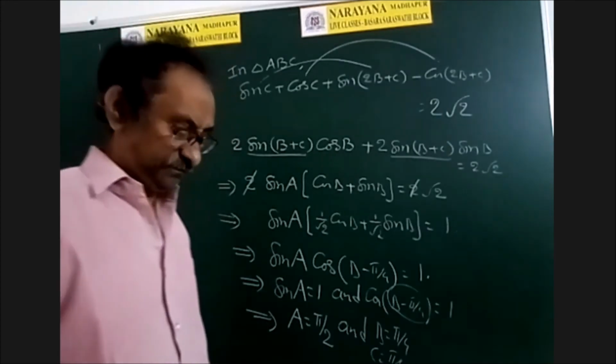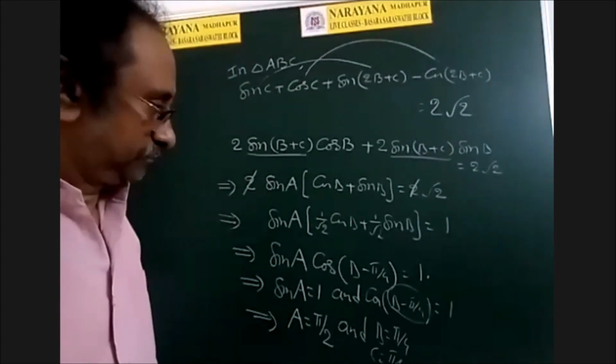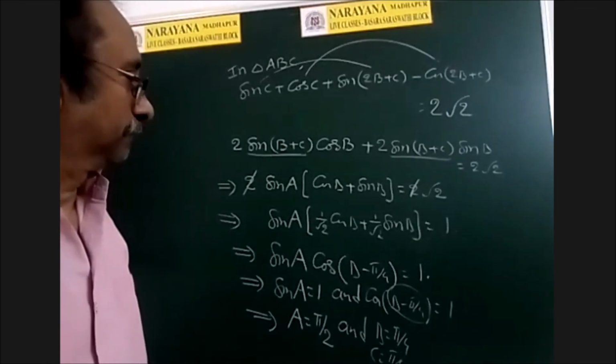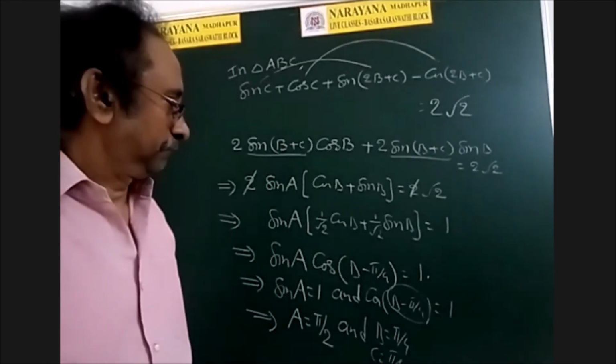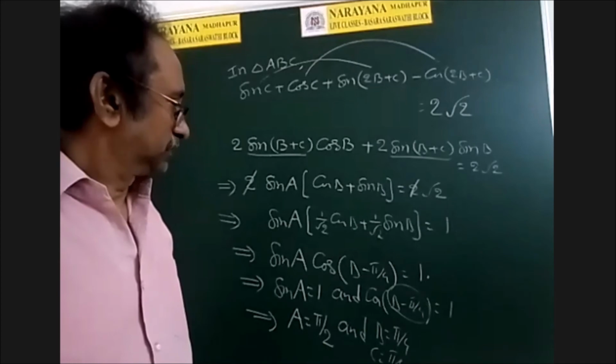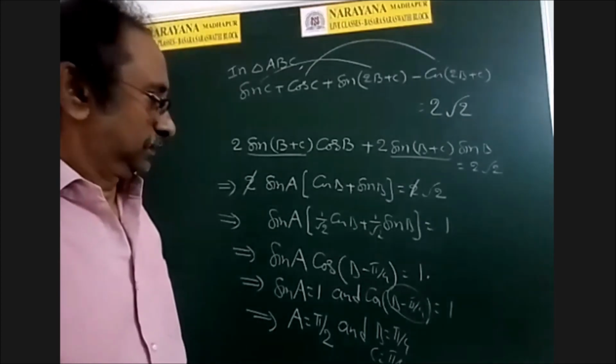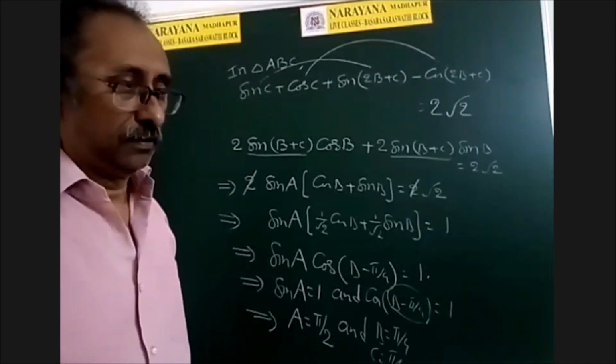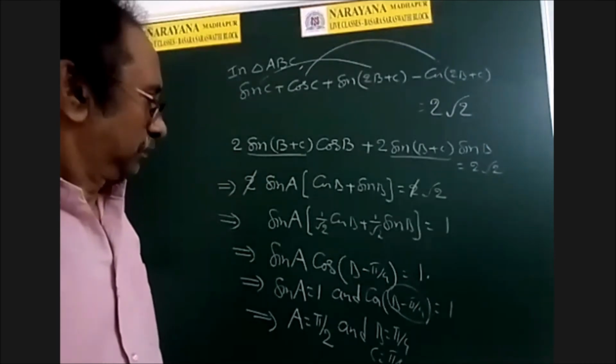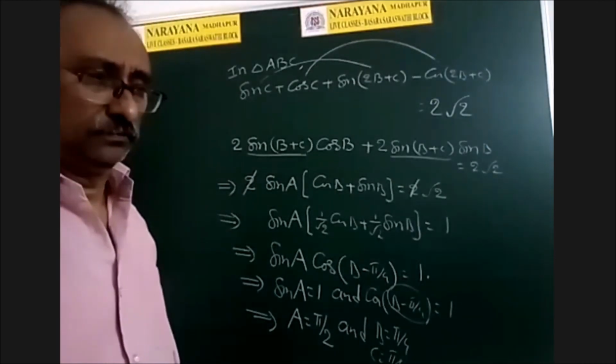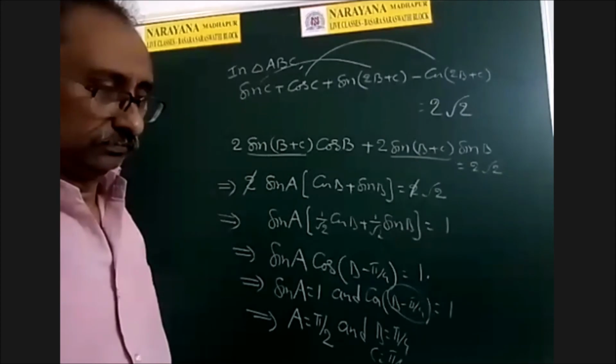Sir, we can also write 1 by root 2 cos B plus 1 by root 2 sin B as sin A plus B also, no, sir? What is sin A plus B? Sin A cos B plus cos A sin B. We can also write it as sin of pi by 4 plus B, then also we'll get the same answer, sir.